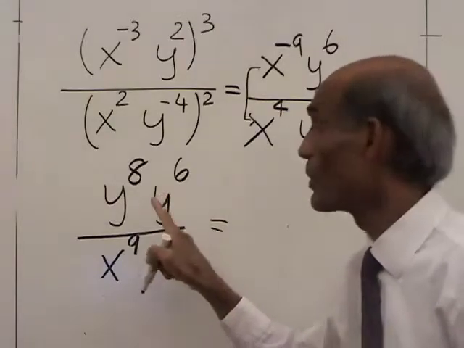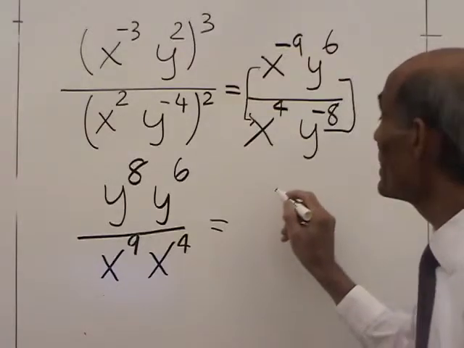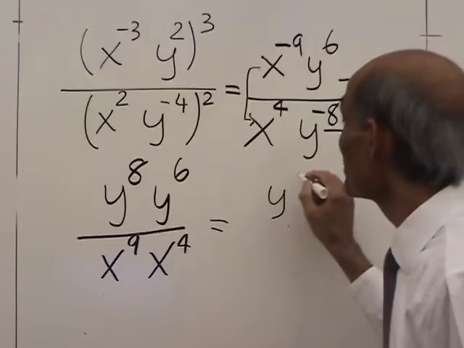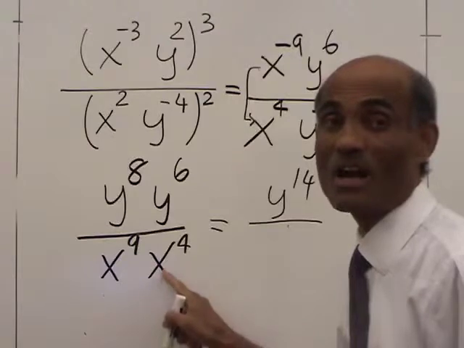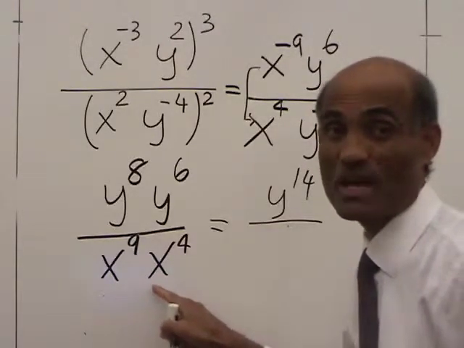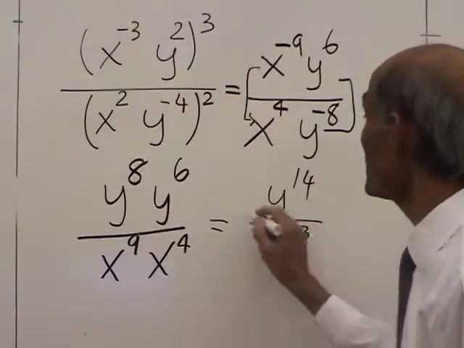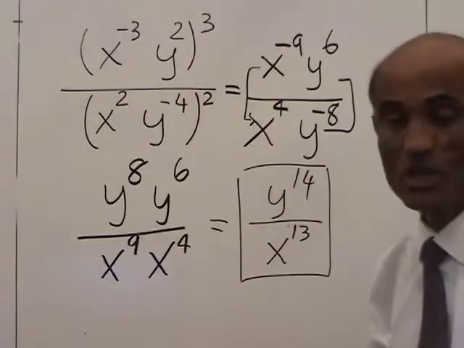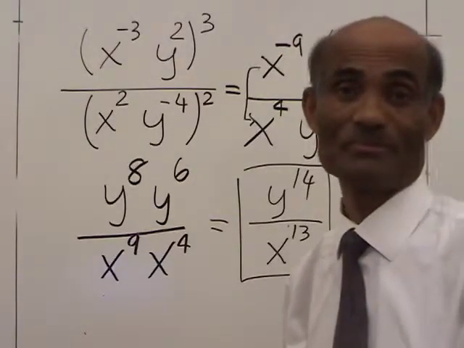Use the product rule. Y to the power of 8 times y to the power of 6 will be y to the power of 8 plus 6. That is 14, over x to the power of 9 times x to the power of 4. You know the product rule, don't you? Base is the same, add the exponents. Will be x to the power of 13, and that is the simplified form. The answer must be with positive exponents only.